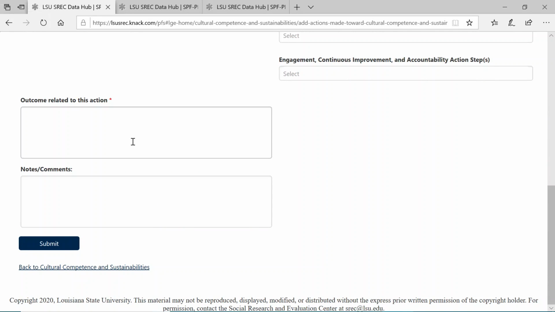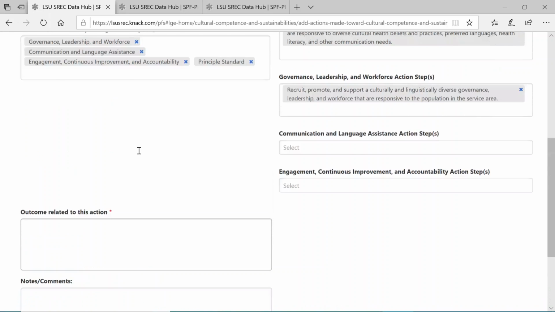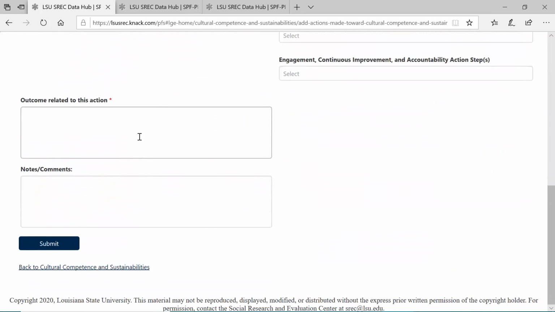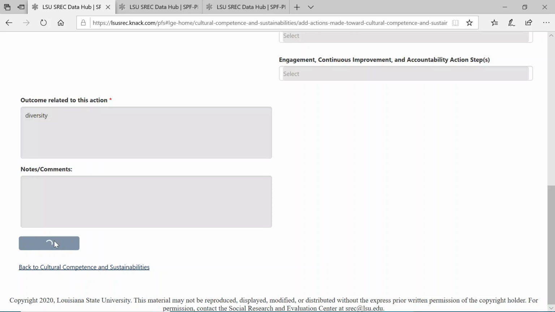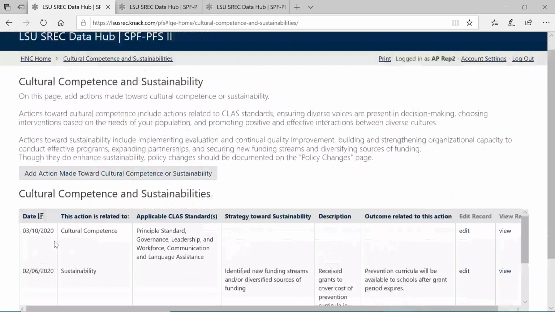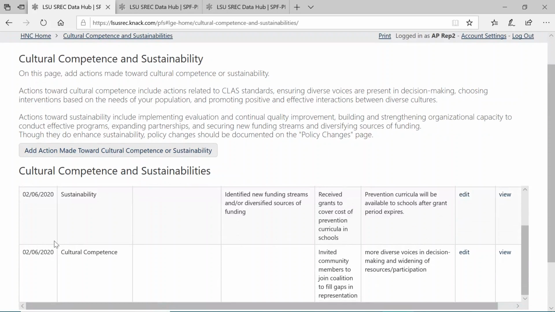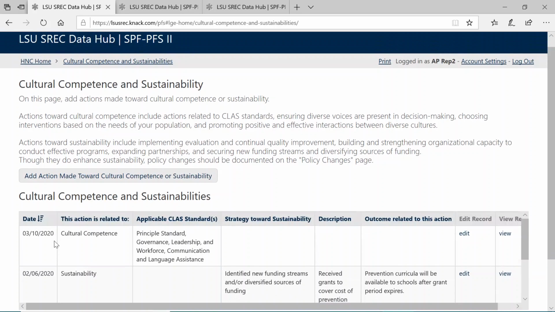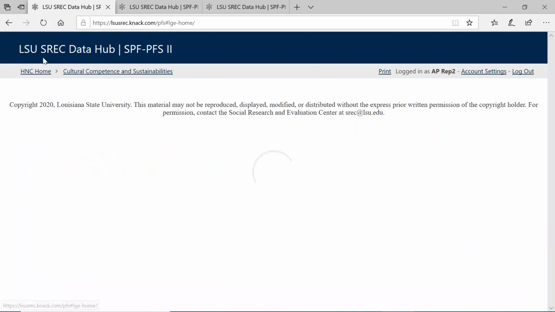And since I'm not putting in any text, well, I'll just put in diversity. I'm putting in text so it'll let me submit. And this way, all of this is documented in one place, and it's just a way for OBH to be able to report these sorts of actions. These actions aren't necessarily related to a certain intervention, but your coalition should certainly get credit for doing these things. This is a great place to be able to document those kinds of steps.